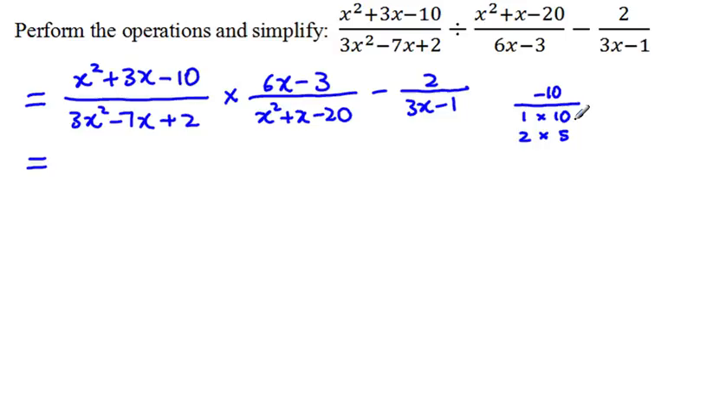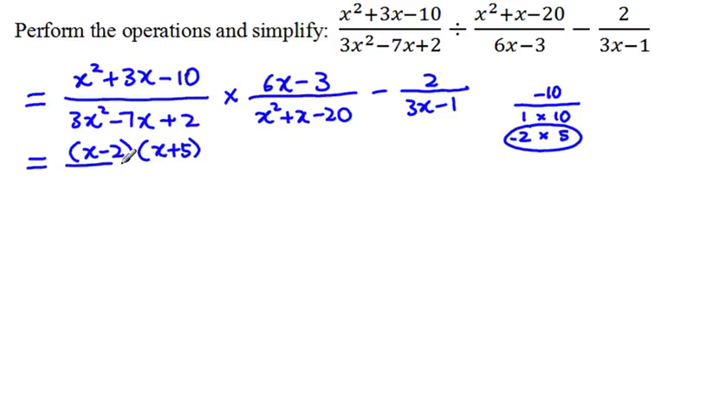So we are looking for the difference. The difference would be 3. Which one would that be? 2 and 5. And we need to give the negative to 2, so that when you have negative 2 times 5, we get negative 10. When you add them together, you get positive 3. So we can write the factored form now: x minus 2 times x plus 5.